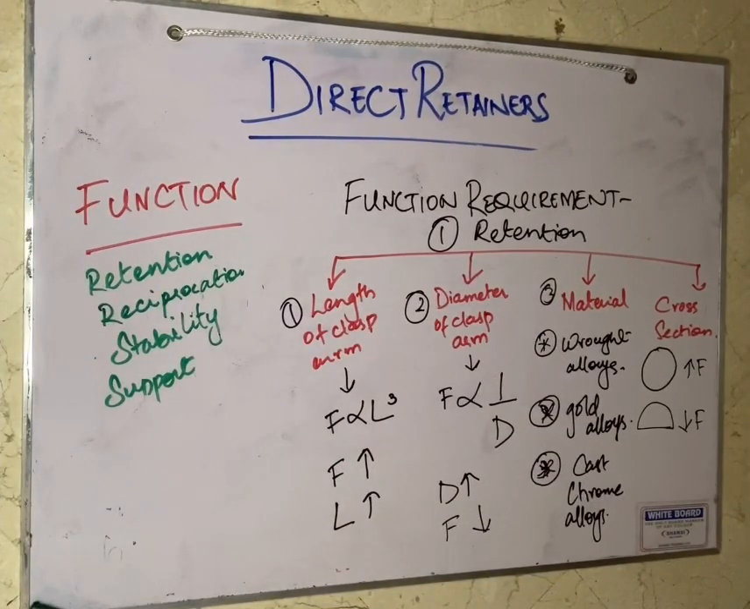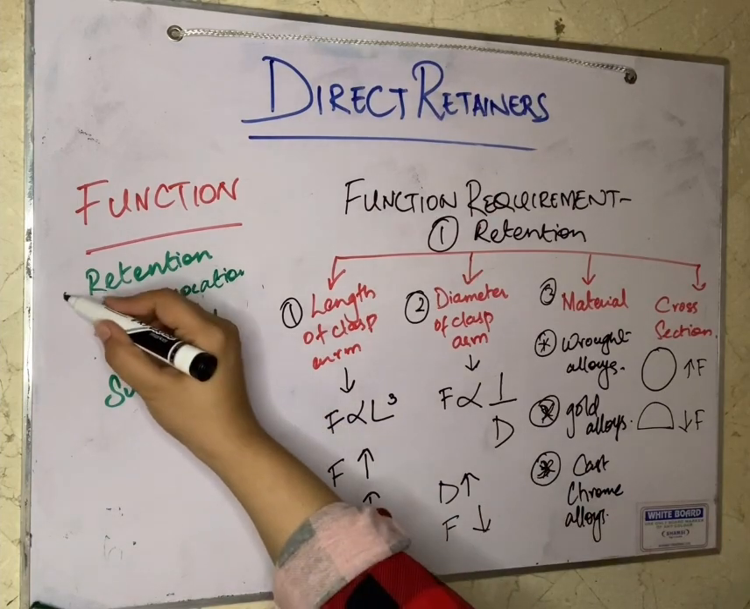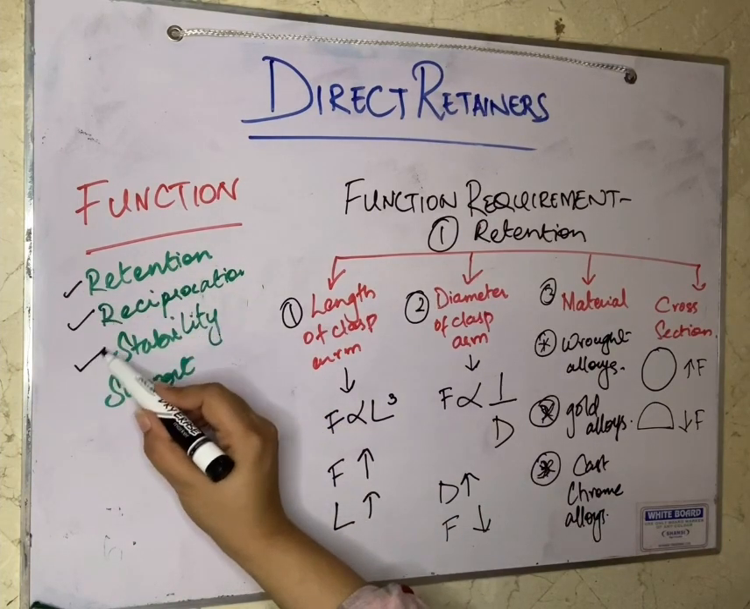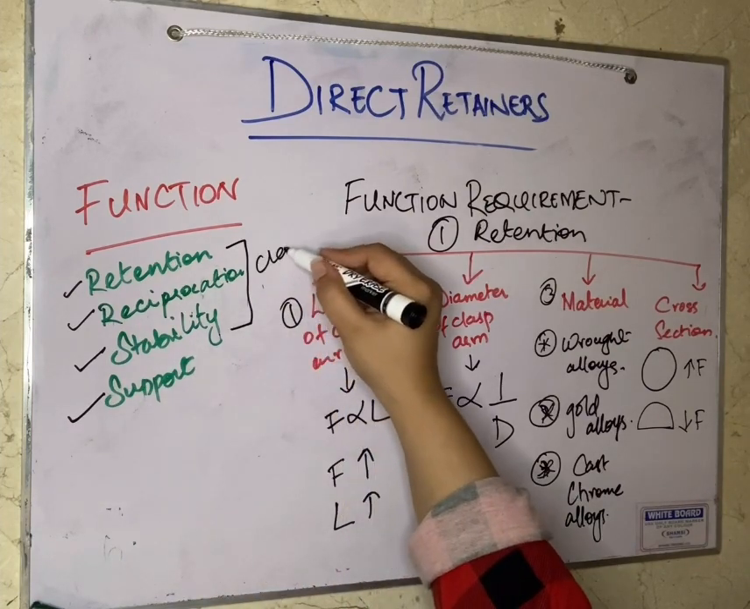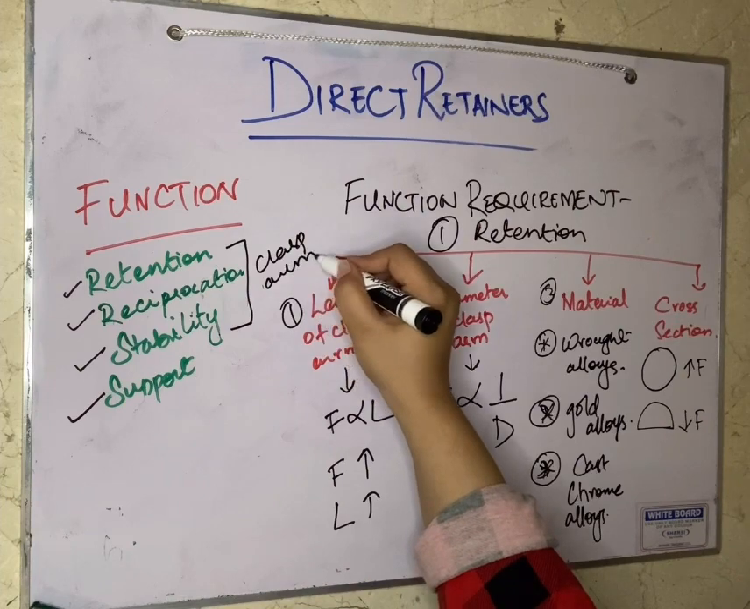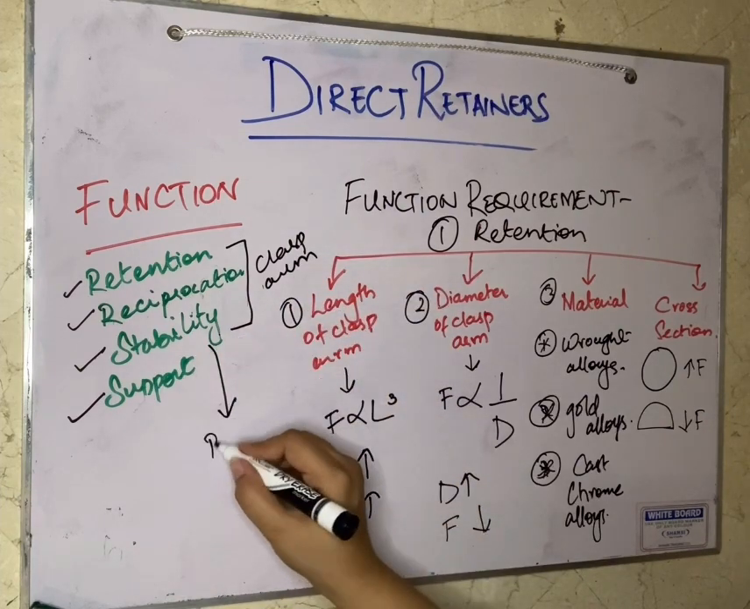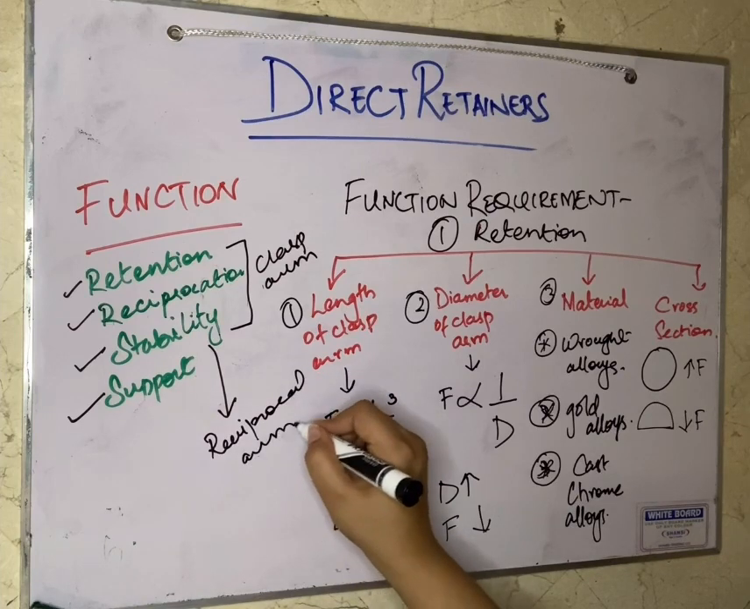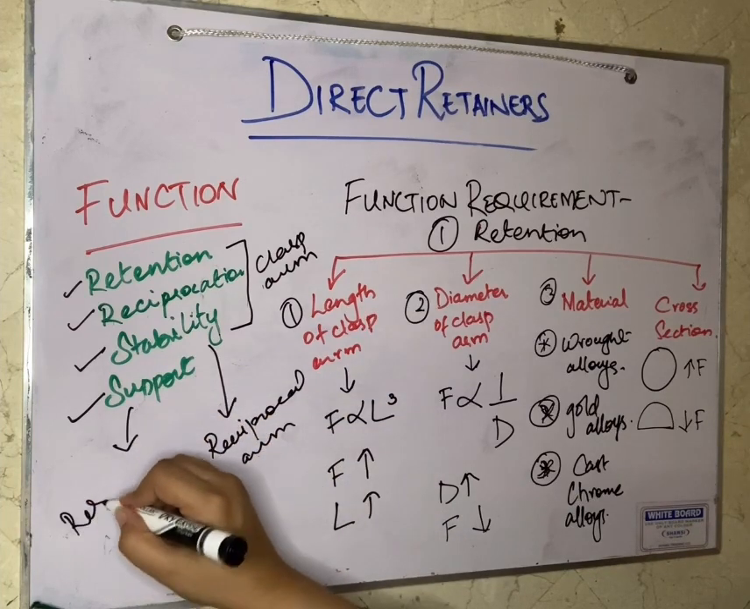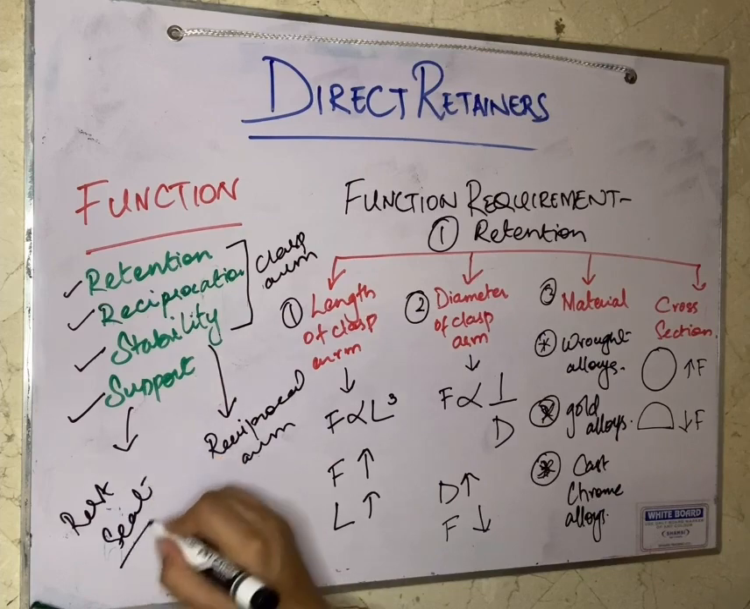Now we'll be discussing the functions of the direct retainers. The functions expected out of the direct retainer are retention, reciprocation, stability, and support. Retention, reciprocation, and stability are usually provided by the clasp arm, but stability is also provided by the reciprocal arm. And the support is provided by the rest seat.